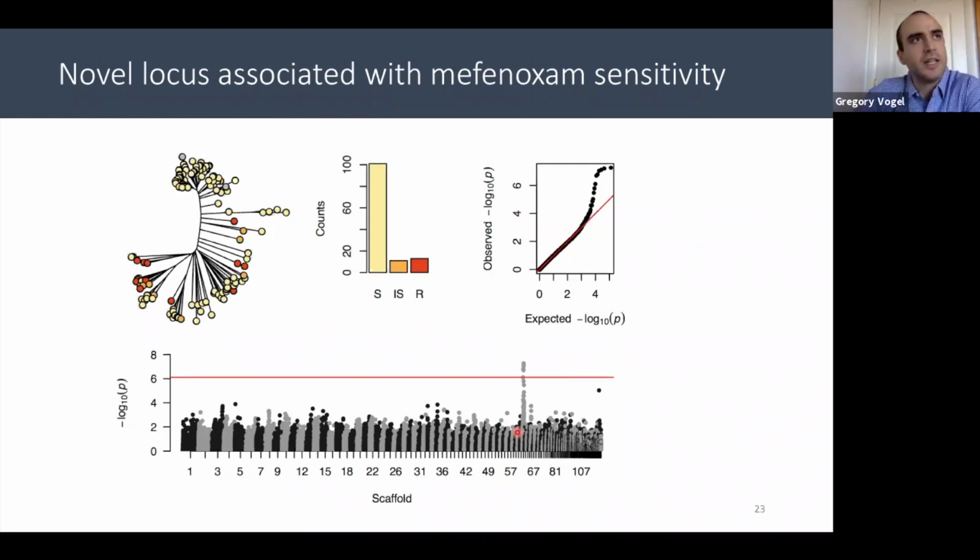Mefenoxam is known to interfere with the production of ribosomal RNA in oomycetes, which led people to presume for many years that the target site is likely to be RNA polymerase 1, which is involved in the transcription of ribosomal RNA. But what we found at this locus was not any of the subunits of RNA polymerase 1, but instead a protein that's involved in cleaving pre-rRNA molecules into the mature molecules that form the ribosome. So we have a hypothesis that perhaps mefenoxam doesn't interfere with transcription of ribosomal RNA, but instead downstream processing. And it seems like a pretty interesting candidate for functional validation.